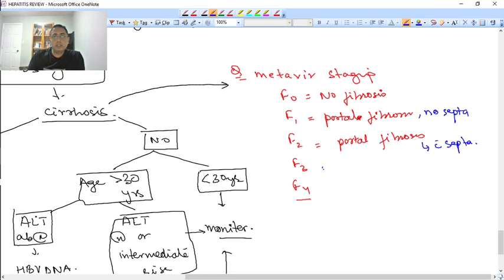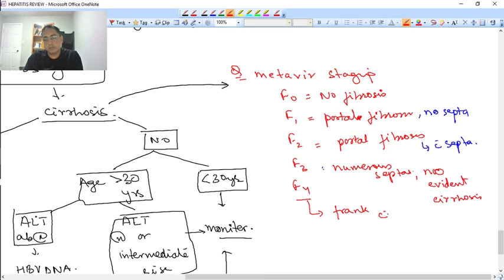And F3 is numerous septa, with no evident cirrhosis, whereas F4 is frank cirrhosis. So primarily, F2 onwards we say there is evidence of liver fibrosis, and F4 onwards we say there is liver cirrhosis. F4 is the marker for liver cirrhosis. F2 onwards we say it is predominantly fibrosis.